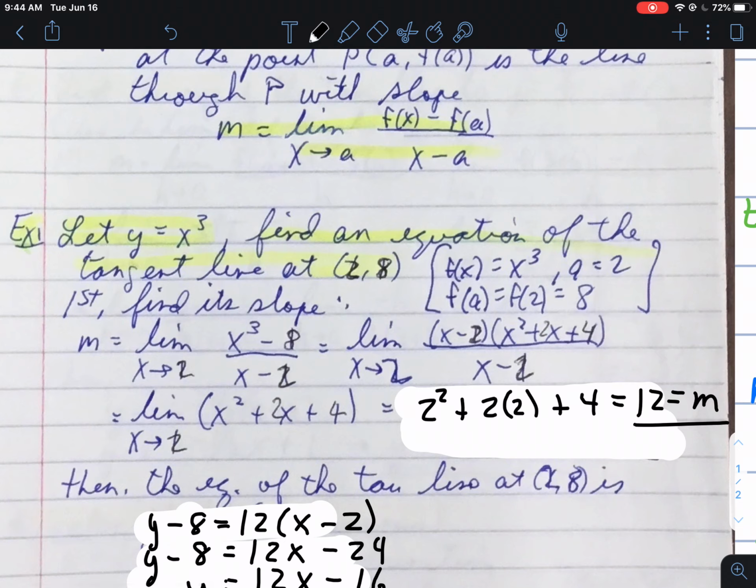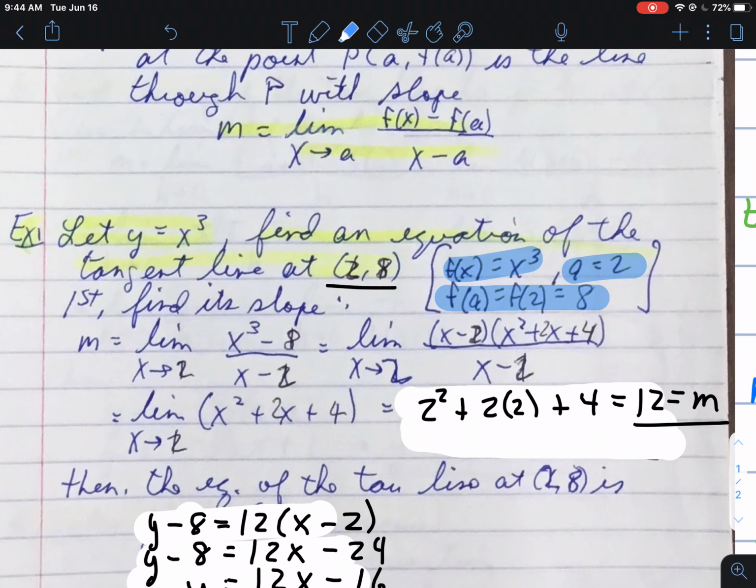Let's find the equation of the tangent line at the point (2, 8) on the graph of the curve y equals x cubed. Now notice, at the point (2, 8), that's our point of interest, so the x-coordinate of that point is our a value. Our function f of x is x cubed. Our a value is the x-coordinate of that point of interest, so a equals 2. And then f of a would be the y-coordinate of that point, which is f of 2, or 8 in this case. So there's all of our notation.